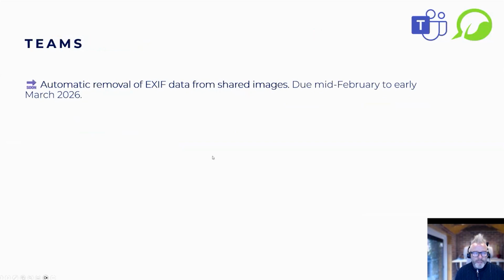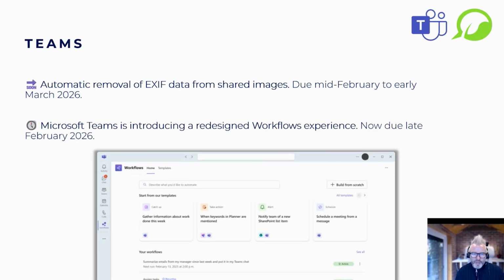Okay, so sticking with Teams. When you share an image in Teams, it's going to remove the EXIF data from shared images. So you know that behind the scenes in an image, it might have location details, it might have time, device, all that sort of information behind the scenes. It's going to strip out all of that when you share an image in Teams. That should be here by early March. We talked about this earlier, didn't we?